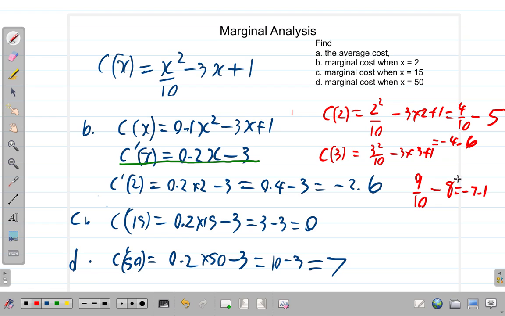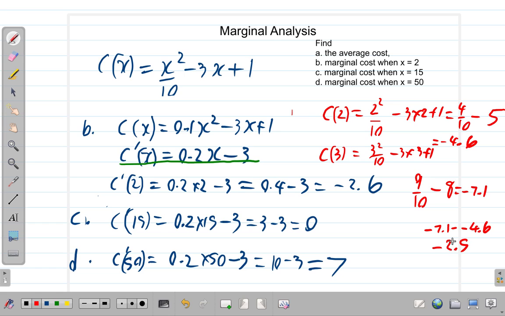And then here, if we subtract them, we would say negative 7.1 minus negative 4.6. That would be the same as negative 7.1 plus 4.6. And what do you get for that? Negative 2.5. So we have negative 2.5.